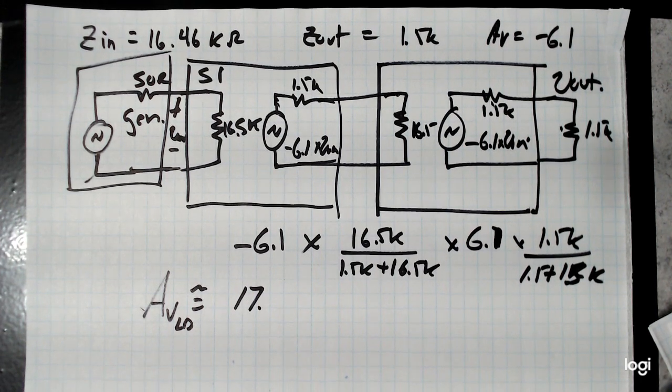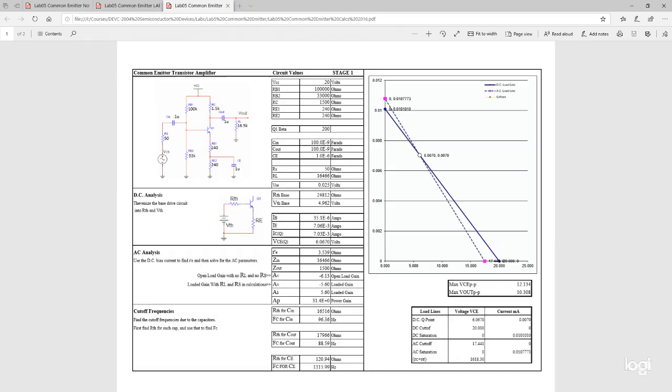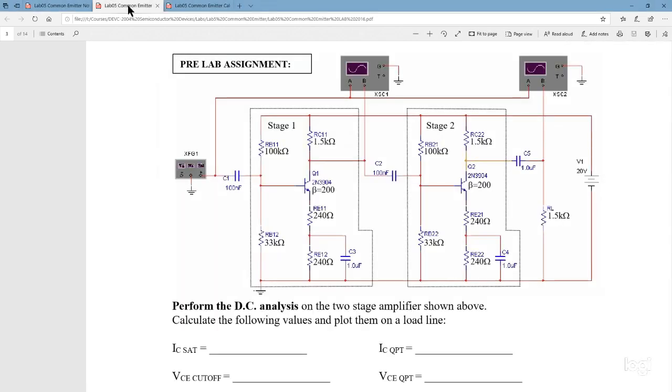And when we did the circuit in the actual lab, we put a voltage in here of about 0.1 volts, and most of you guys got about 1.7 volts out.